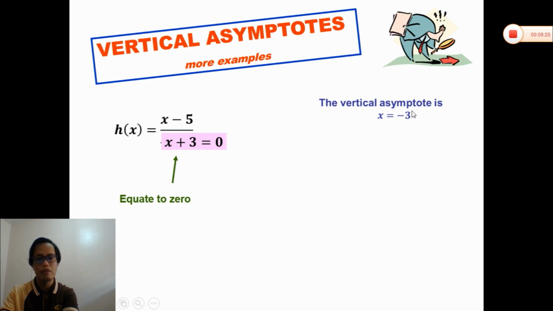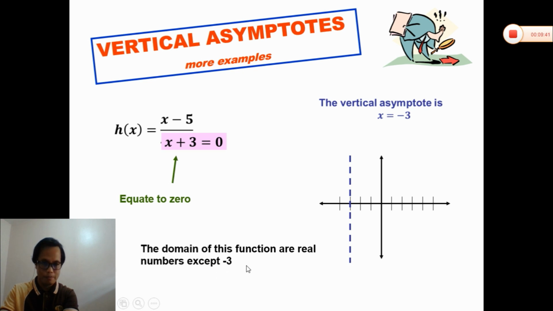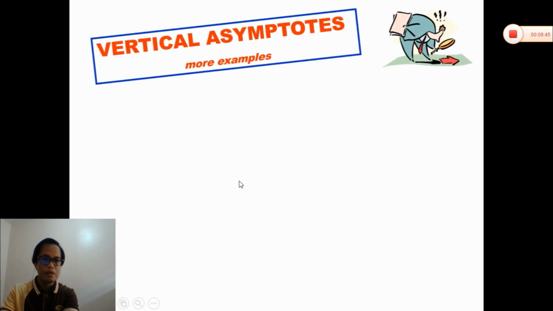So we only have one vertical asymptote. If we are going to illustrate this in the number line, we can find it here. So this is our line for x equals negative 3. So this is 0, negative 1, negative 2, and negative 3. So the domain of this function are real numbers except the number negative 3. Let's proceed to the next example. Still on the vertical asymptote.